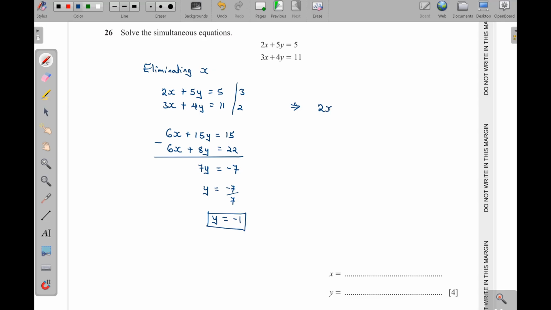Then I can substitute in any of them to find the value of x. So using the first one, 2x plus 5, our y is a negative 1, is equal to 5. Then 2x here will be equal to 5, and this is a negative 5. When it crosses, it becomes a plus, right? That means x is going to be equal to 10, then we shall divide by 2, and x becomes 5. So that means our solution here is x is equal to 5, and y is equal to negative 1.